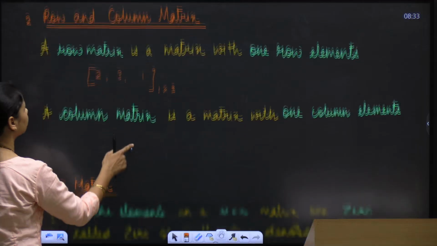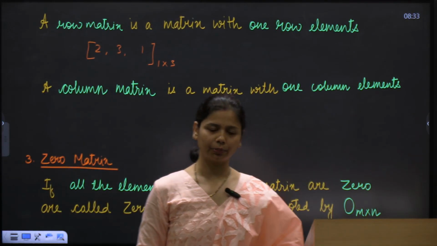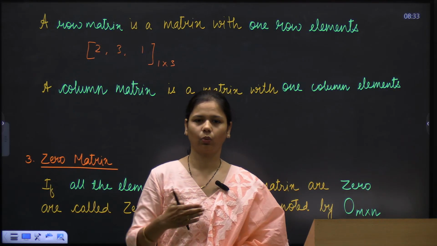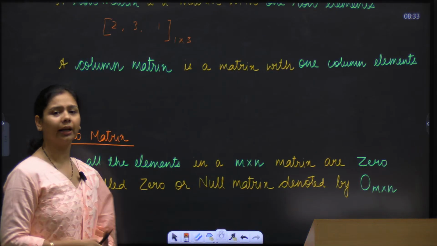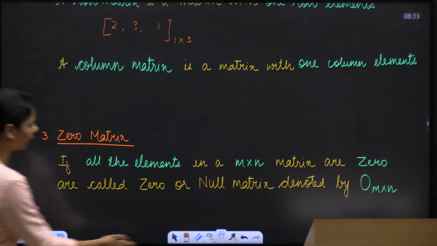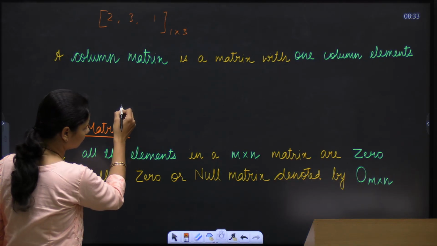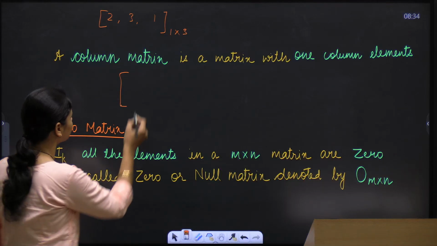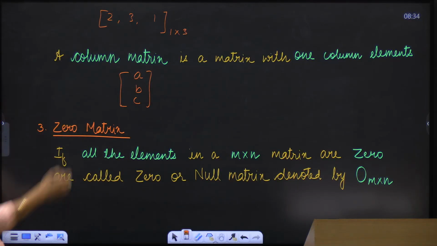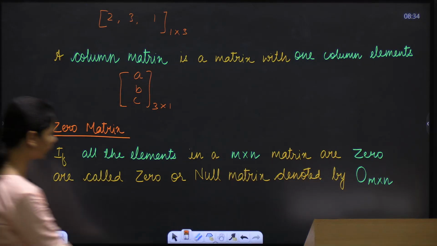Then next, the column matrix. Similarly, if in a matrix the number of columns is 1 and the number of rows can be any number, then this is called a column matrix. This will be A, B, C. Here the number of columns will be 1 but the number of rows is 3. The dimension of this matrix will be 3/1.